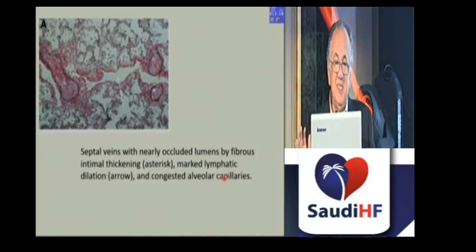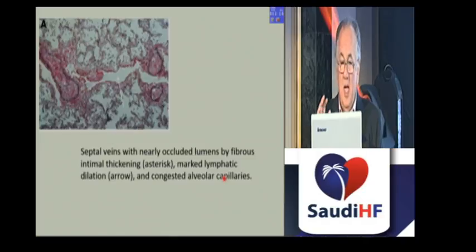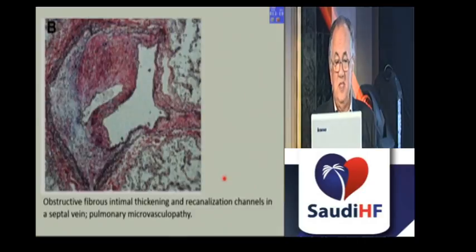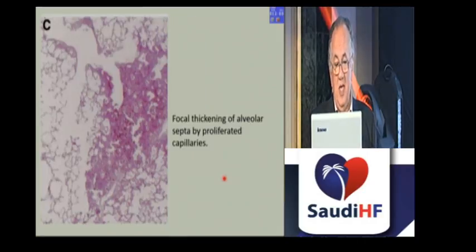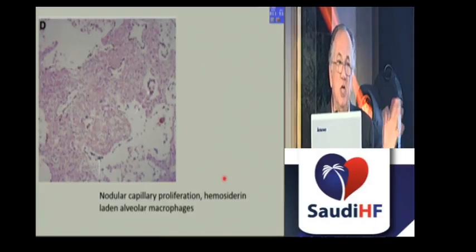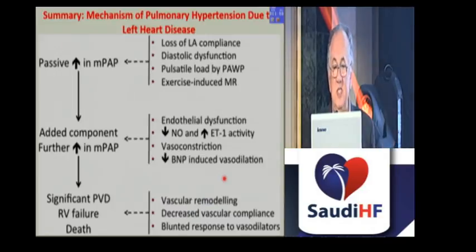Pathological changes start by congestion, followed by fibrosis, occlusion of the lumens of the septal veins, and later on you can see obstructive fibrous intimal thickening. Later on you can see focal thickening of the alveolar septa, and in the end stage you can see not only nodular capillary proliferation known as angiomatoids, but also hemosiderin-laden alveolar macrophages, which generally represent irreversibility.